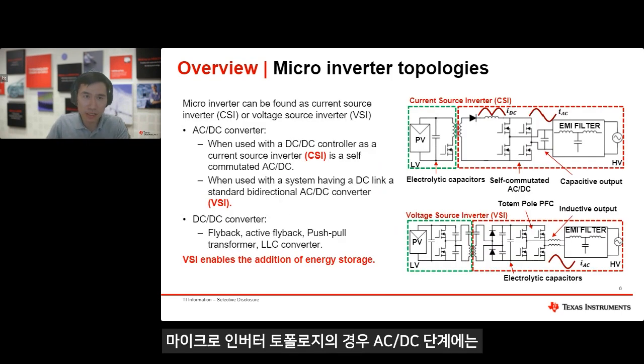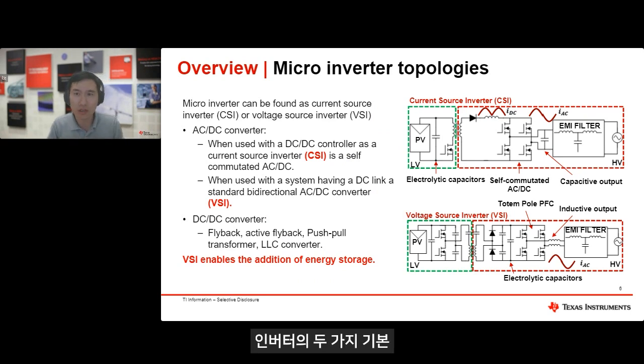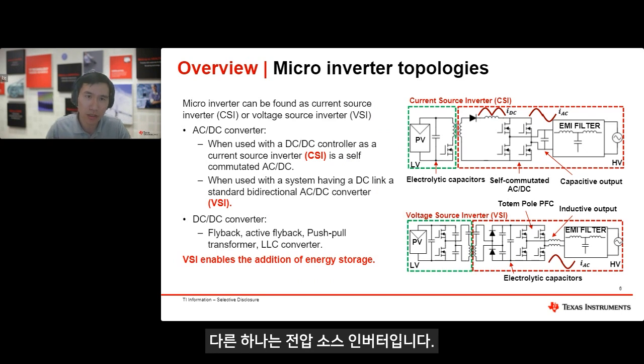For the topologies of this microinverter, the AC-DC stage, as an inverter, there are two basic topologies. One is the current source inverter, another is the voltage source inverter. Traditionally, a current source inverter plus flyback-based solution is the traditional way of doing the microinverter.